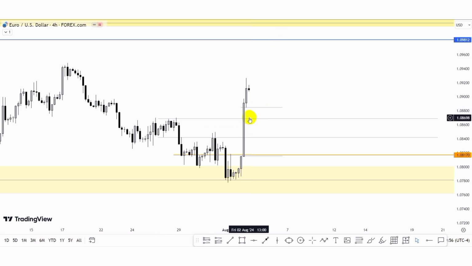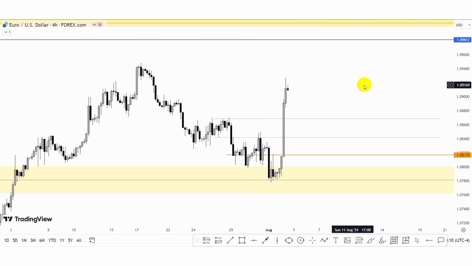If price chooses to drop further, then we should be looking at this price level here, which I marked up, which is the 1.08170 price level. This is what we're looking out for in the EURUSD pair. So guys, let's check out the GBPUSD pair.